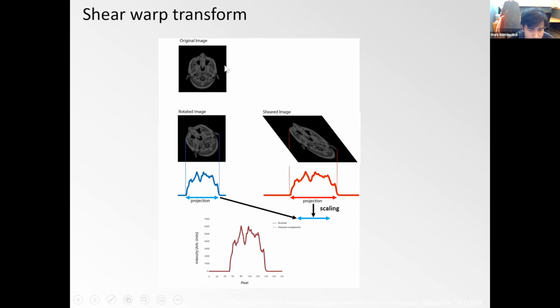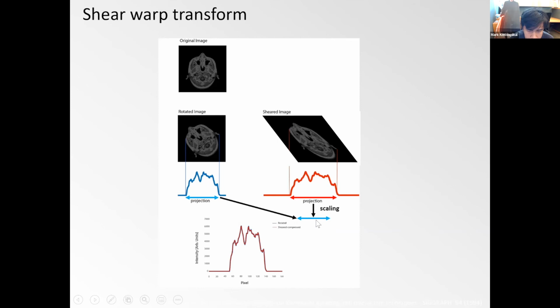So assume here this image of a head, maybe from a CT tomogram, is the image we want to look at, or at least project from different angles. So we could obviously rotate that head and compute a projection that would give us this profile here. But bizarrely, you can also shear that image and then project it. And then you get also a profile that looks eerily similar. It's just a little stretched out.